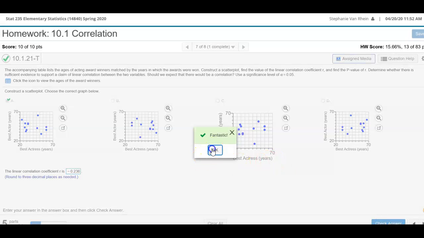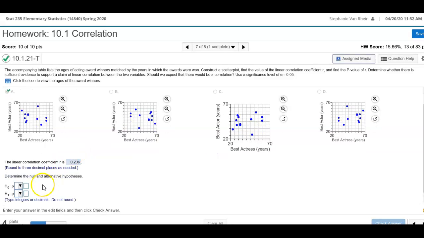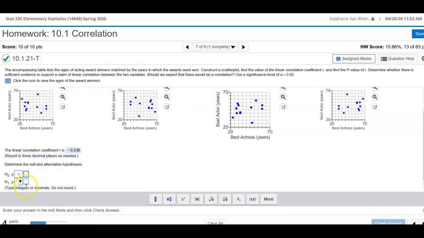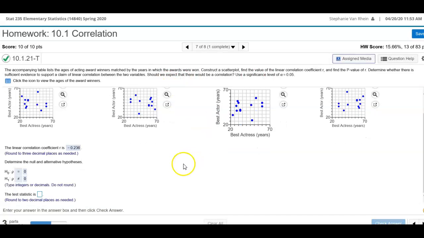So the next step is going to be to determine the null and alternative hypotheses. So would we expect there to be a correlation? So we're going to do a hypothesis test here. So we're going to say the null hypothesis is that it's equal to 0, and the alternative hypothesis is it's not equal to 0. Sometimes it might say greater than or less than, depending on the wording of the question.